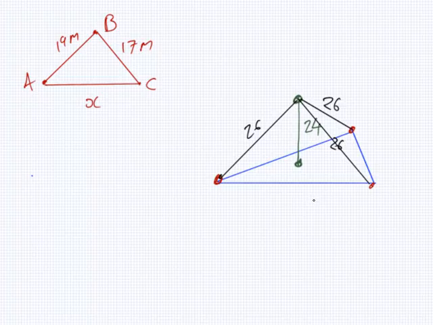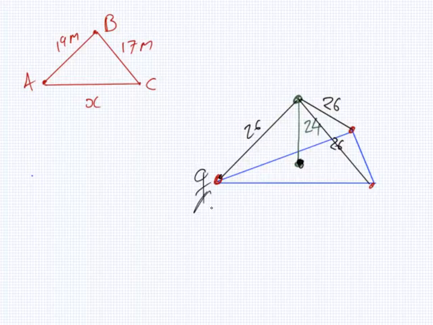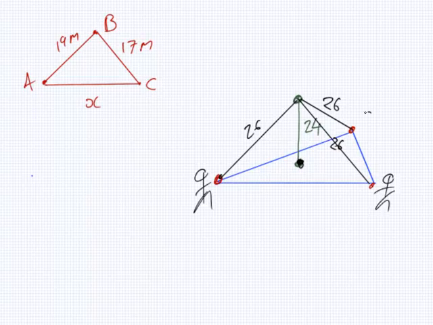Is that okay? Can you see that? No, you're not happy. It's okay or not okay? Not okay? What part's not okay? Everything? I was joking. This is the picture for the story. Each superhero has a 26 meter rope. So that's there, there, and then there. And the helicopter, that's a helicopter, is 24 meters off the ground.